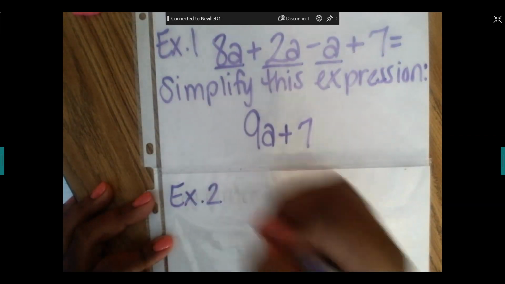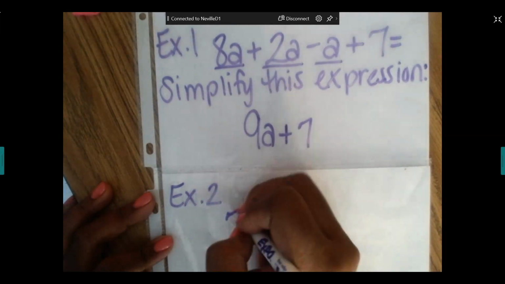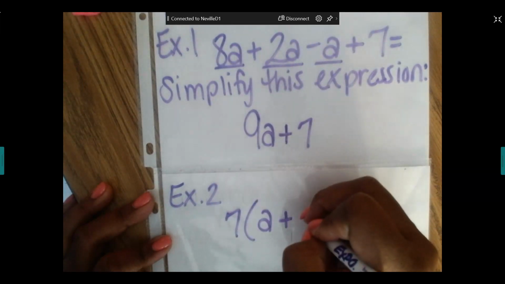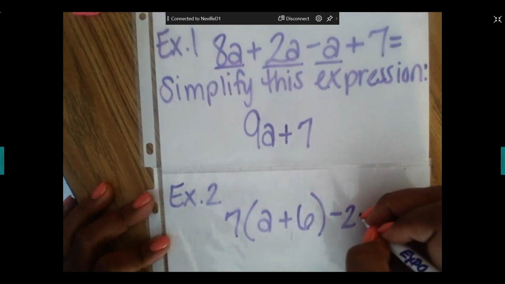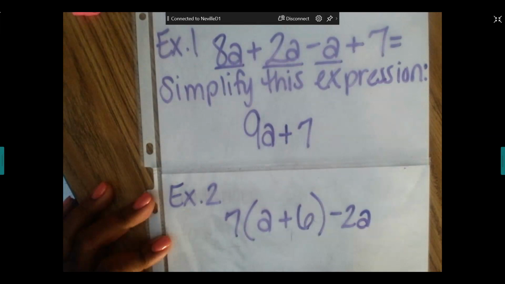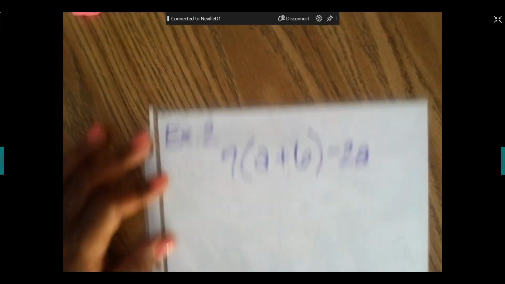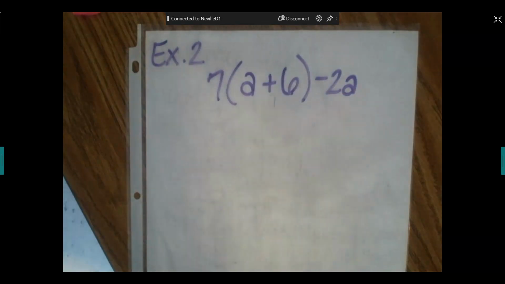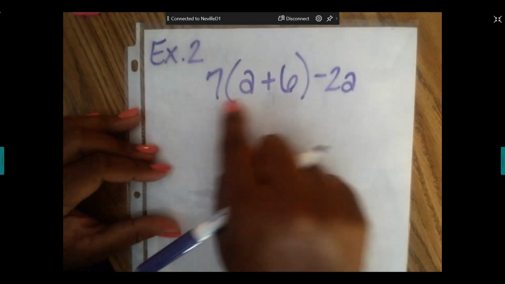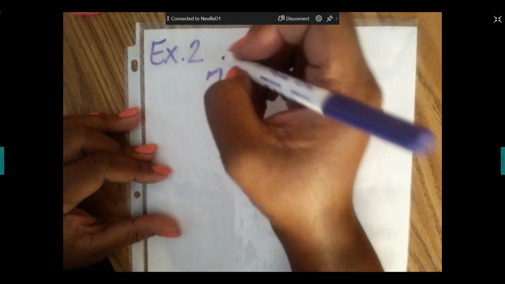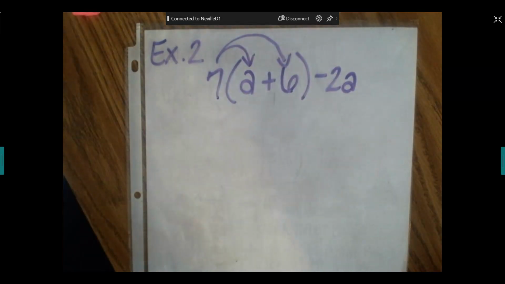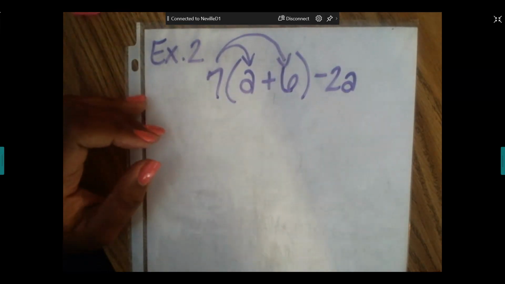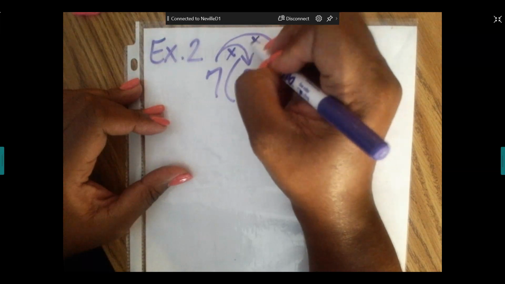Example 2. Let's simplify this expression. Going back to our bell ringer here, if you need the notes, they're here up front. Going back to our bell ringer here, what property will I be using here? Yeah, I'm going to be distributing that 7 to both terms inside my parentheses. Remember, we're multiplying here.